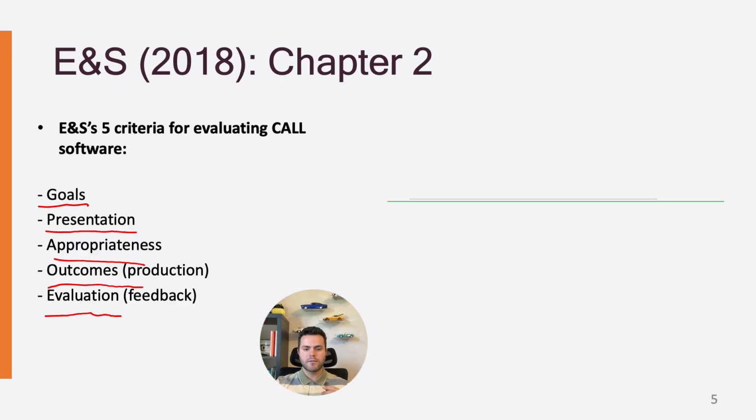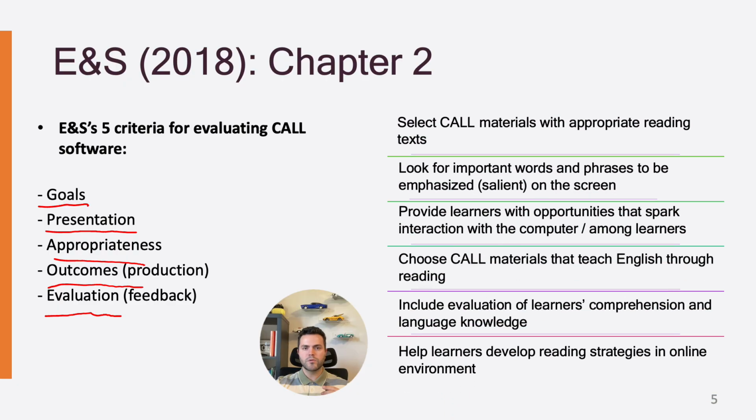Now, on the right side, I've pulled the tips that are especially relevant to reading-based CALL tools. You can see how they align with the 5 criteria on the left. For goals and appropriateness, we want to select CALL materials with appropriate reading texts that match the learner's level and purpose.